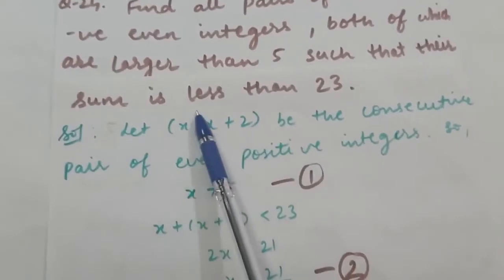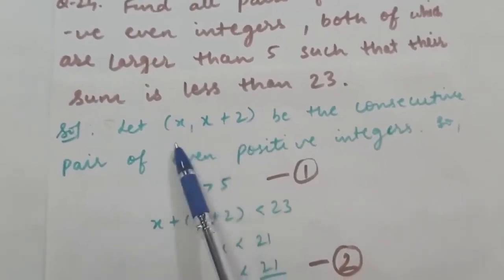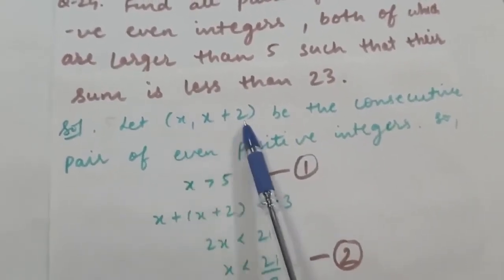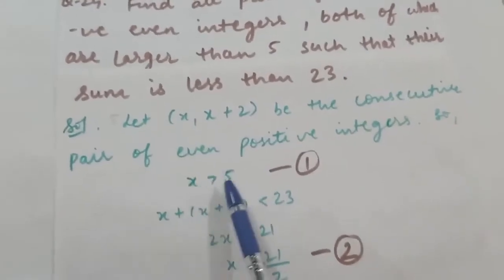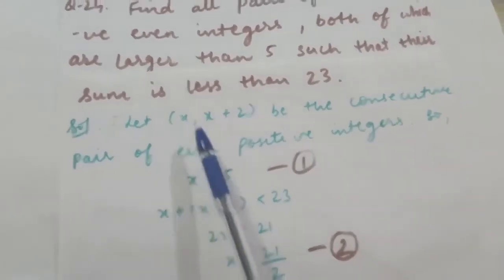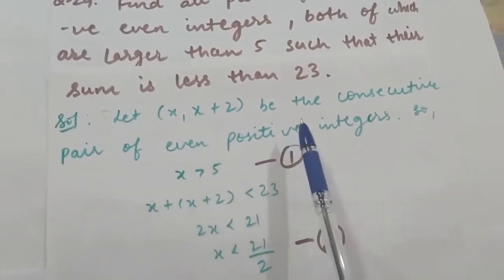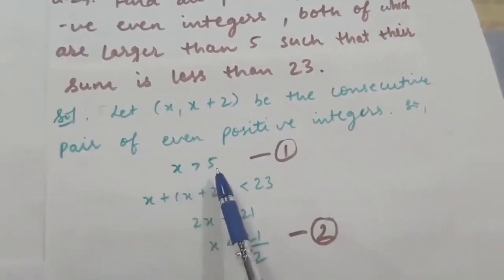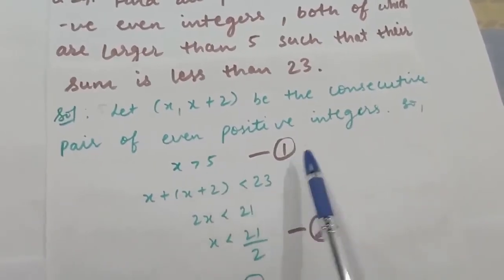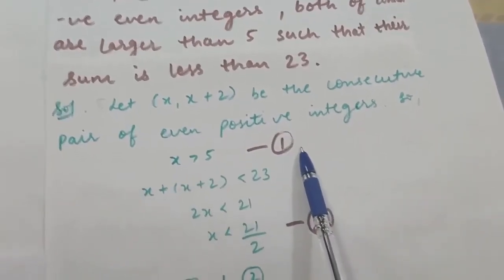So we will take the smaller one of these two numbers. x is smaller than x plus 2. So we will just take x greater than 5, because if x is greater than 5, then x plus 2 will automatically become greater than 5. So x greater than 5, let this inequality be 1.